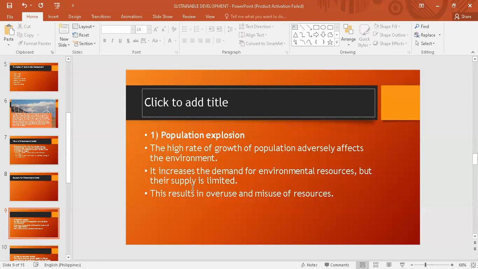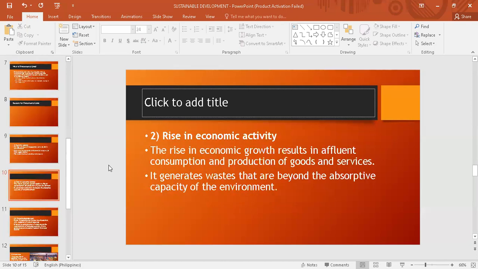So madami. Hindi kayang supplyan yung pangailangan. The result is overuse and misuse of resources. Okay? Pangalawa, the rise in economic activity. Yan, yung consumption and production.